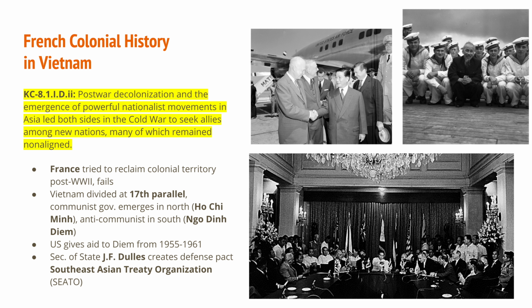And then on the top left, you see Ngo Dinh Diem arriving in an airport with Dwight Eisenhower and John Foster Dulles. The United States is going to continue to support Diem from 1955 to 1961 until he starts to lose favor with his own people. And the Secretary of State, John Foster Dulles, is going to create a defense pact with Southeast Asian countries, including some European countries like the UK, France, and Australia and New Zealand as well, to try and prevent this domino theory from coming true.